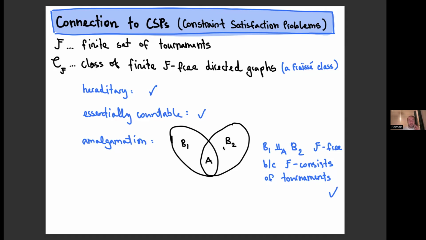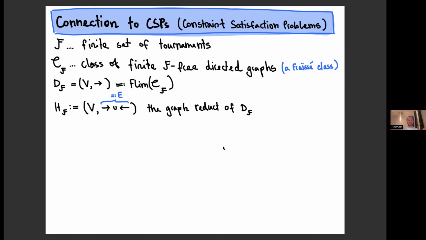Okay, so the class curly CF is actually a Fraïssé class. So we can build the Fraïssé limit, which I denote here by DF. So we'll have a set V of vertices and then a set of edges which are oriented. That's why I denoted it with an arrow.